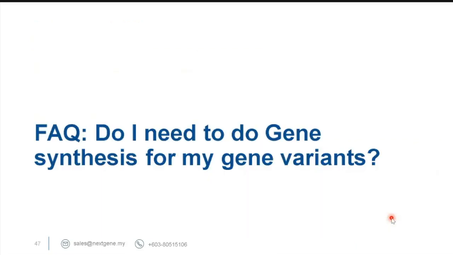Next question will be, do I need to do gene synthesis again for my variants? Let's say I have my wild type gene, let's say it's 1500 bases. Then I need to do a single point mutation to make my variant mutant. Do I need to synthesize another 1500 bases again or not? We know, as mentioned earlier, the cost depends on the length of the sequences. If you want to go over another 1500-base gene synthesis, it will be quite costly.